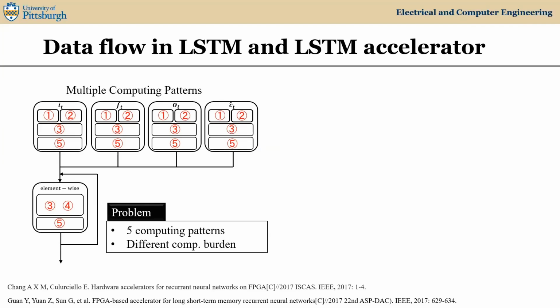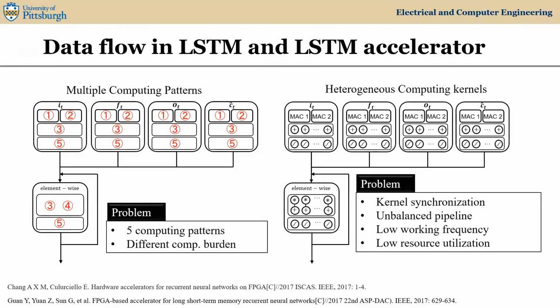We can see that the computing burden at each stage is different. The majority of the computing burden is in pattern 1 and 2. The existing accelerators on FPGA design a unique computing kernel for each computing pattern. For example, 2 dedicated multiply accumulate kernels for pattern 1 and 2, which we call MAC, and a dedicated element-wise operation kernel for pattern 3 and 4.